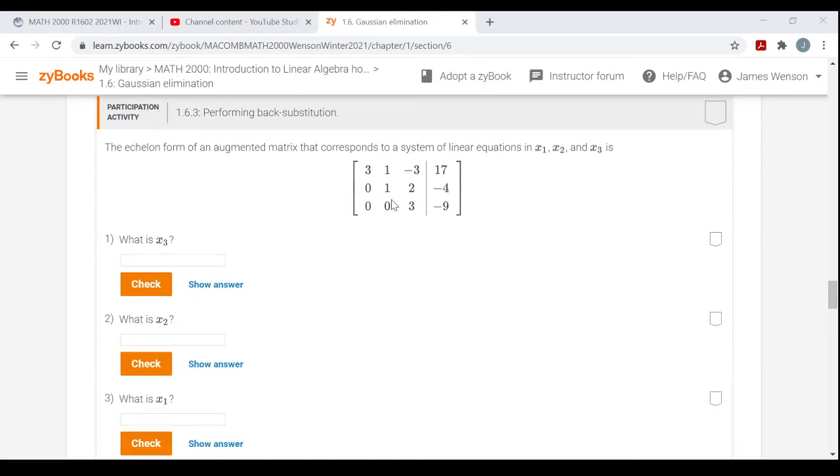Now we could do that here. Now look at this. I'll write this out too. They've already given me an echelon form here. The echelon form of an augmented matrix that corresponds to a system of linear equations x1, x2, and x3 is the following.